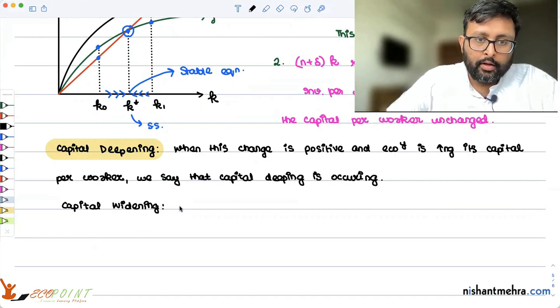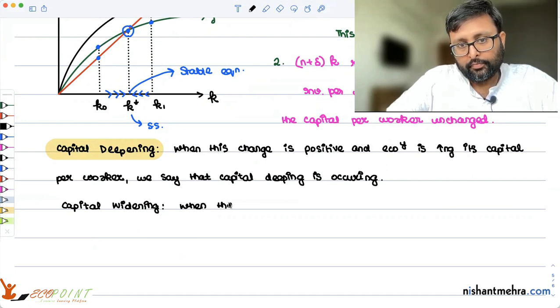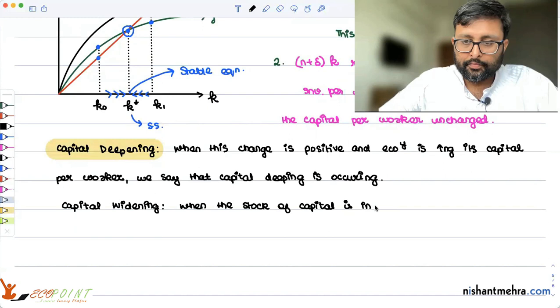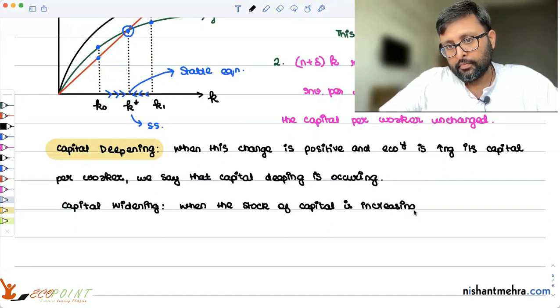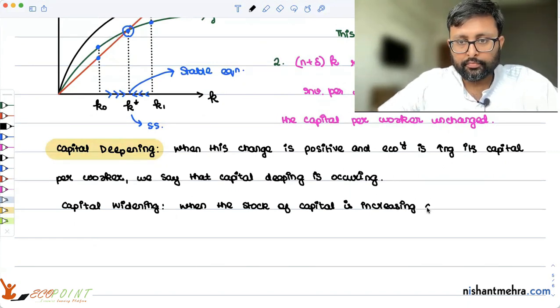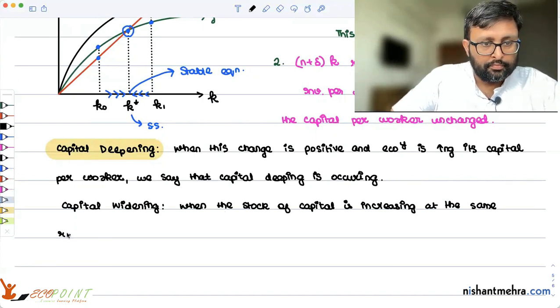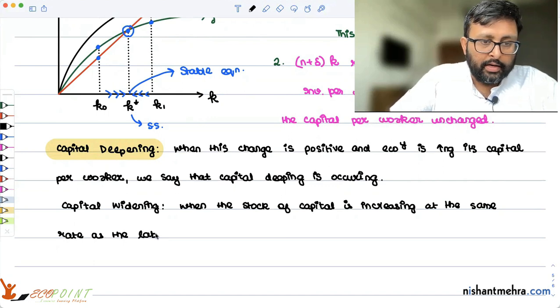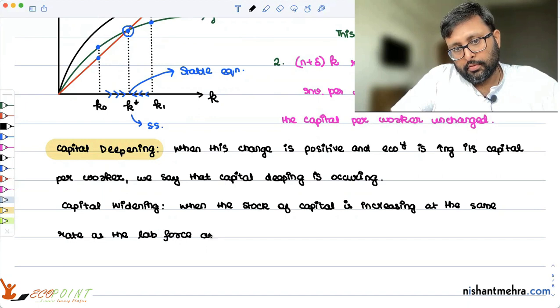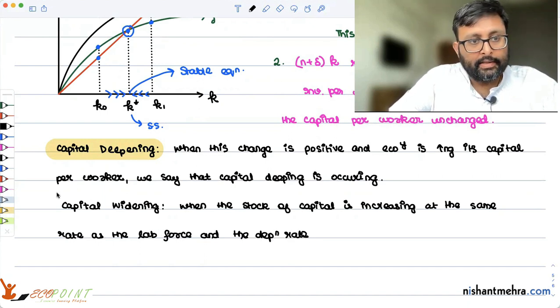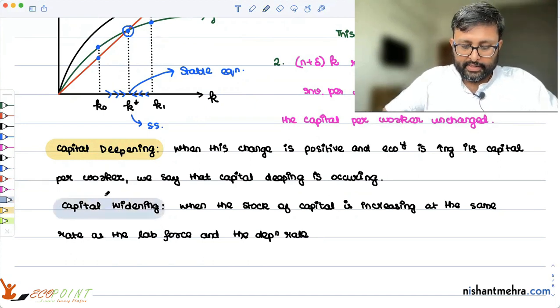Capital widening, right? When the stock of capital is increasing at the same rate as the labor force and the depreciation rate.